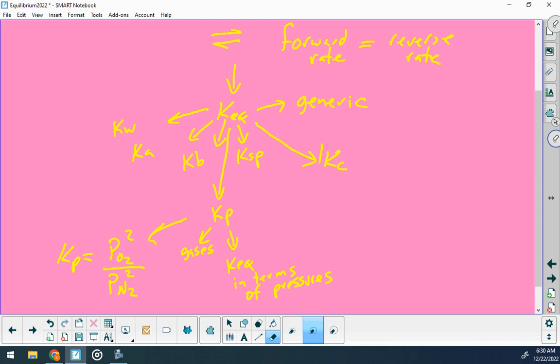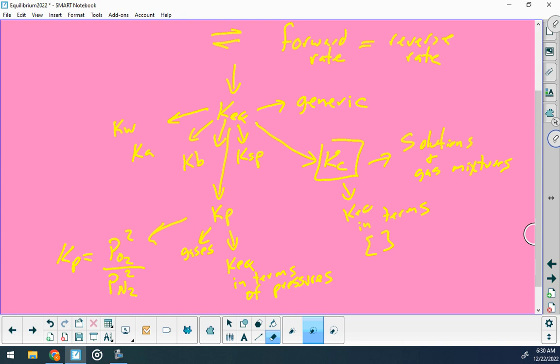Kc is the one we're going to focus on now. And this is for solutions and gas mixtures, either or. This is my equilibrium constant written in terms of concentrations.